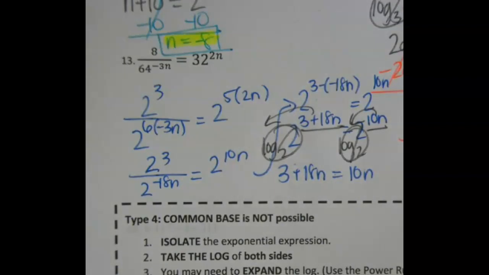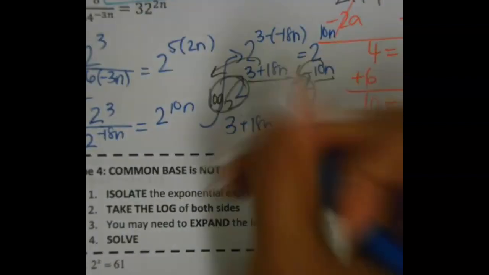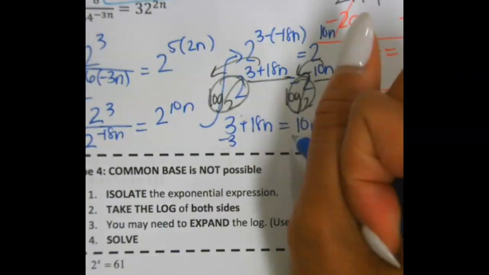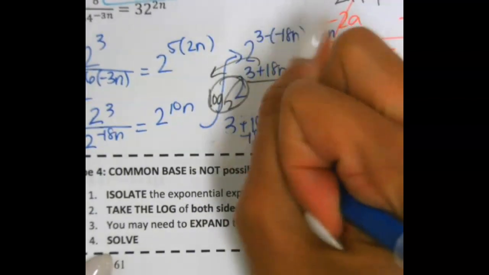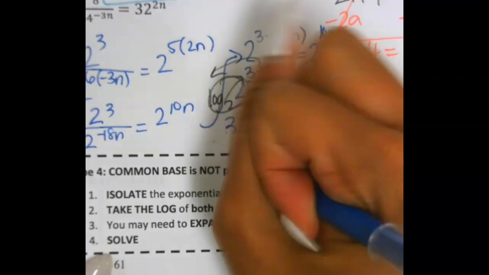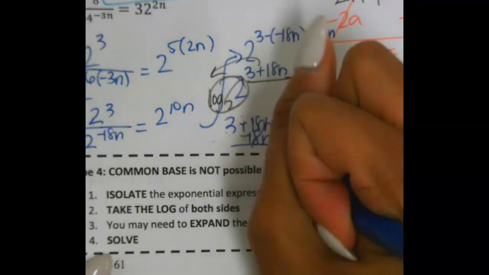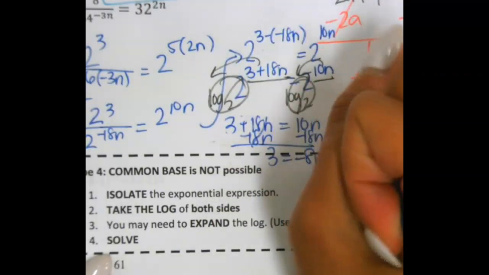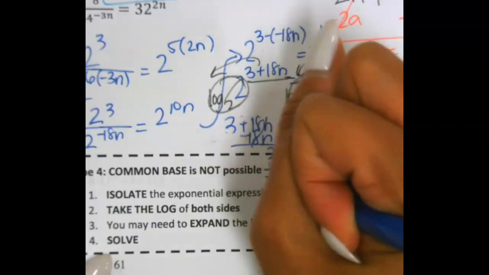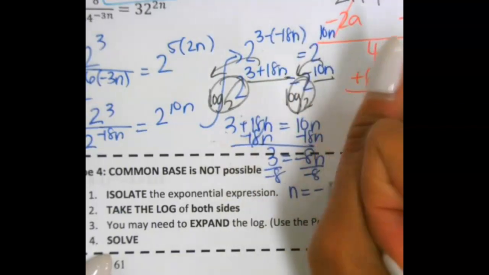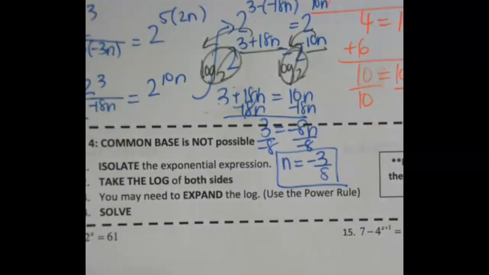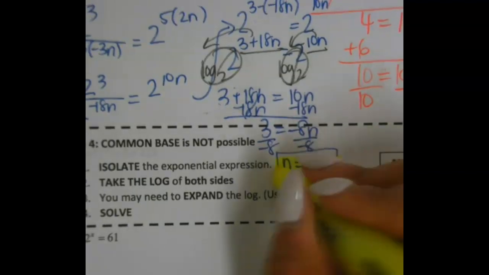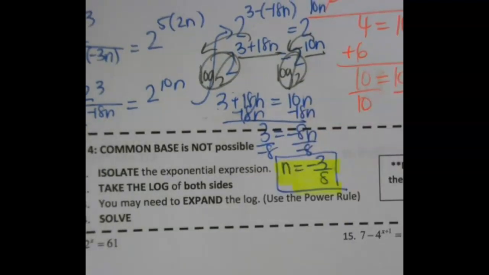And then from here, guys, it's just solving. So I'm going to subtract 3. Actually, let me subtract 18 on each side. That would be smarter. Subtract 18n, 18n. So this will give me 3, which equals negative 8n, and then I'll divide both sides by negative 8. So n will equal negative 3 over 8. That would be your answer. And since this does not require us to check for any extraneous solutions, this would be our solution. That would be it.